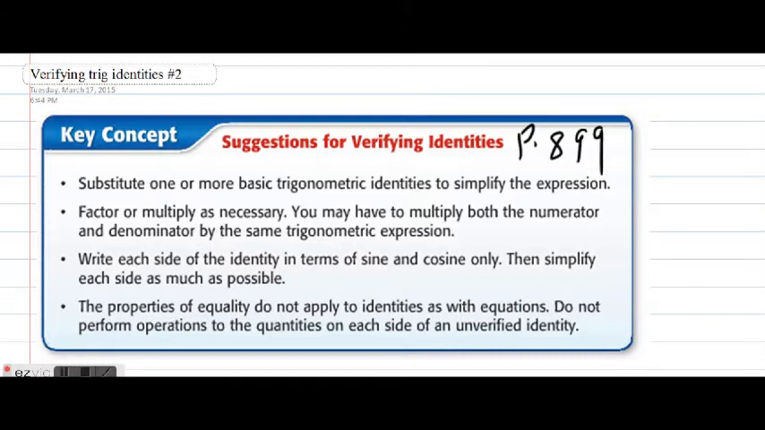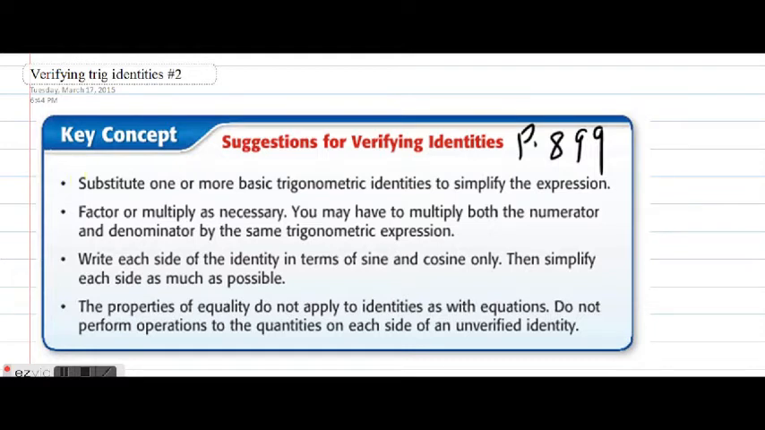Alright, so we're verifying trig identities, second day. I pulled this out of your book, page 899. So here's some suggestions about verifying identities.